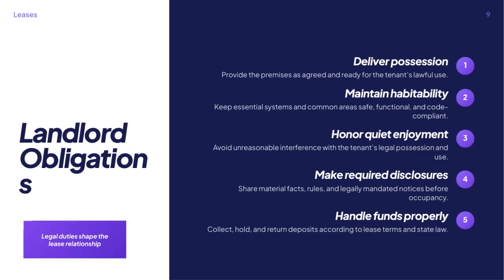As landlords, there are several key obligations we must fulfill to maintain a positive and lawful leasing relationship. First is delivering possession, which means providing the premises as agreed and ensuring it's ready for the tenant's lawful use from day one. Next, maintaining habitability is crucial. This involves keeping essential systems like plumbing, heating, and electrical safe, functional, and compliant with building codes, as well as maintaining common areas. We must also honor quiet enjoyment, which means avoiding any unreasonable interference with the tenant's legal right to peacefully use and occupy the property.